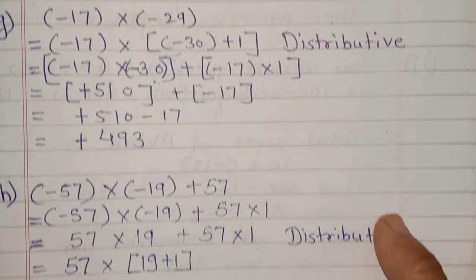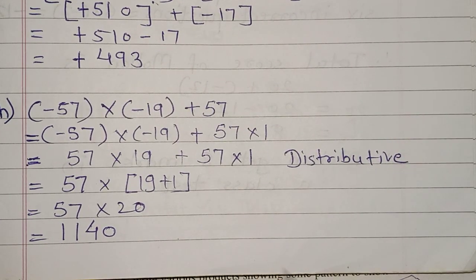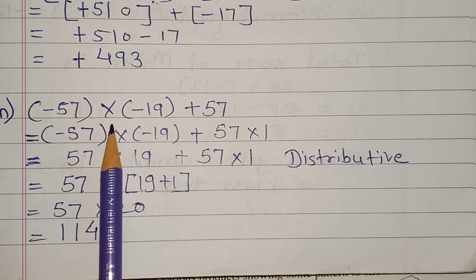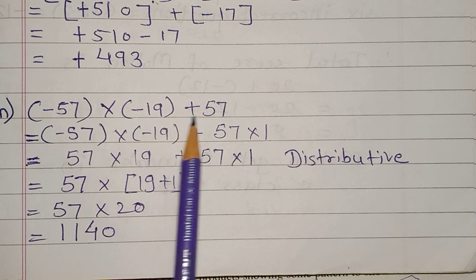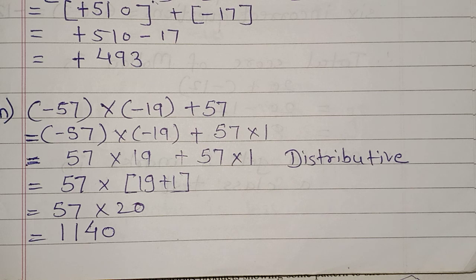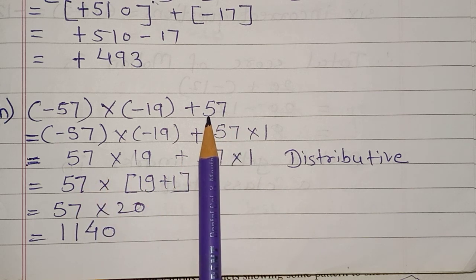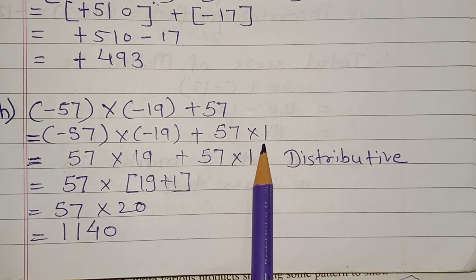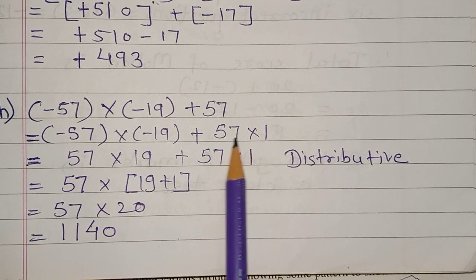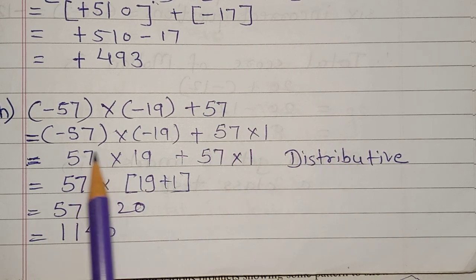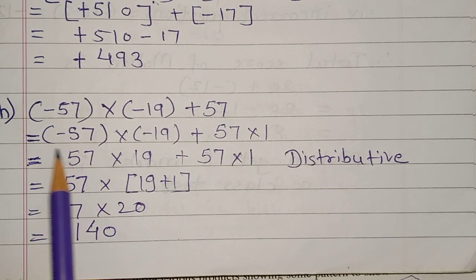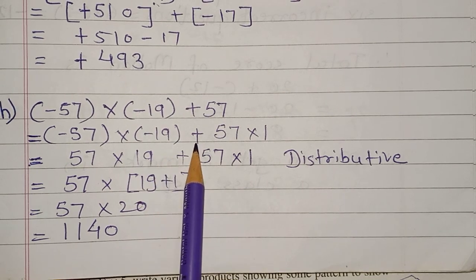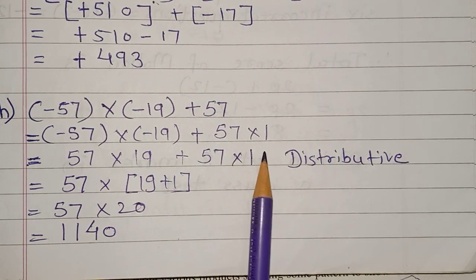Now let's see the next one, that is the H1. Minus 57 into minus 19 plus 57. Now minus this 57 we can write into 1. That doesn't make any difference because the answer is 57 only. So here I have written minus 57 into minus 19 plus 57 into 1.